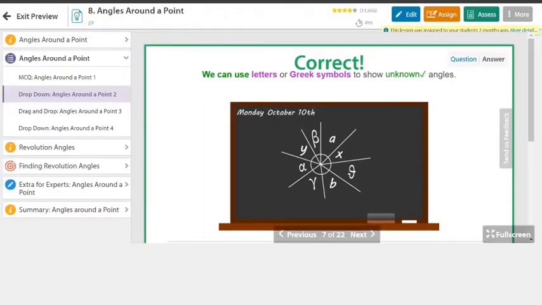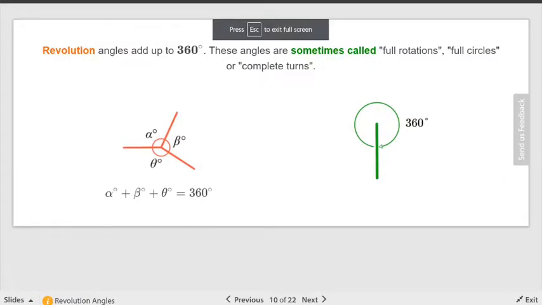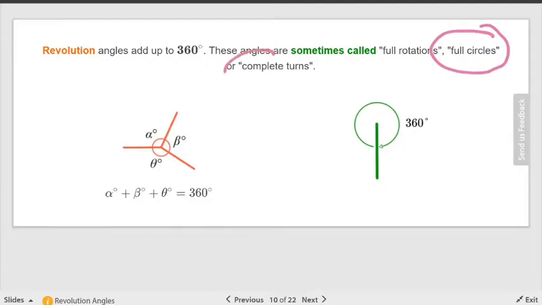We already went through some of these, so instead, let's go through some revolution angles. Again, remember, revolution angles add up to 360. They're often called full rotations, full circles, or complete turns. I want you to write those down because that terminology is very important. Full circle means 360 degrees. Complete turn means 360.